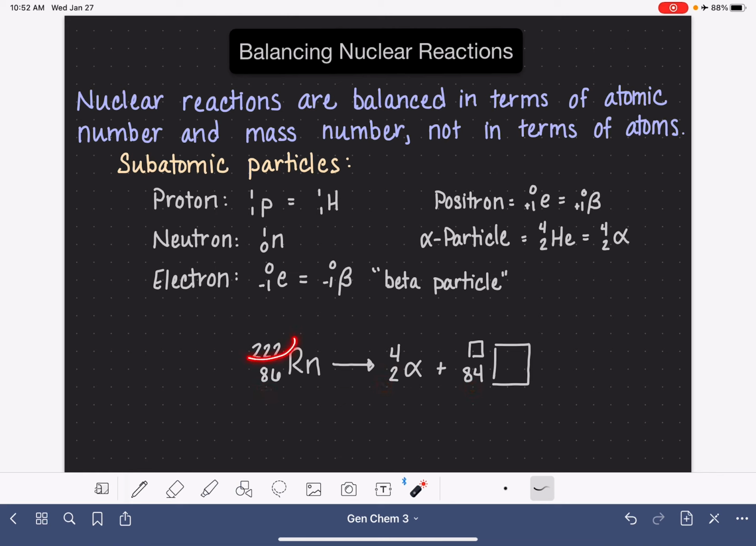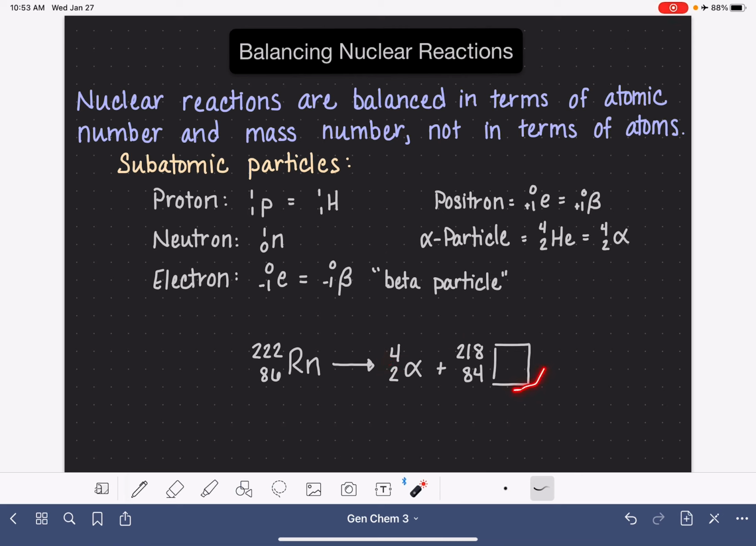Now we're going to do the same thing for the mass number. The mass number has to be conserved. We're starting with 222. So over on the right-hand side, we need a mass number over here of 218, because 4 plus 218 is going to equal 222.